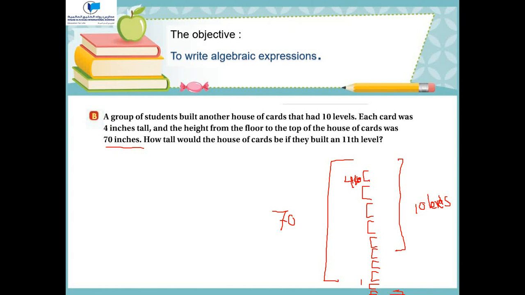How tall would the house of cards be if they built an 11th level? If you add one more level, since you know each card is 4, just add 4 to the 70, and then you will get 11 floors. So that will be 74. That's it. So the answer is just 74.